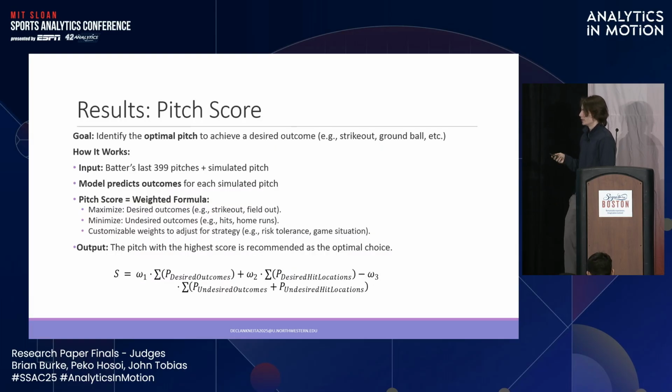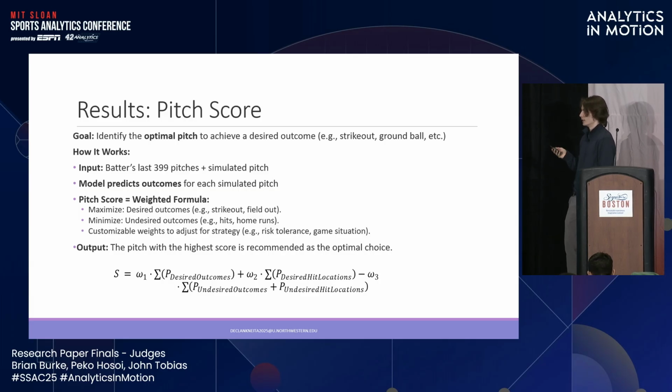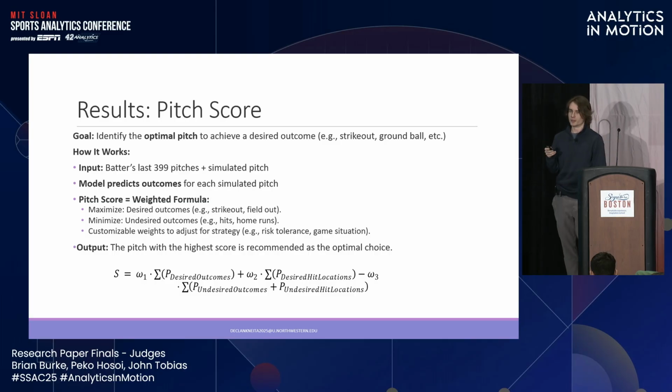Now I just want to quickly introduce how I imagine this sort of model might be used in practice. Remember, the initial goal was to try and, for a given situation, come up with a set of pitch recommendations. We're going to do this by taking the current batter's previous 399 pitches, and then simulating a bunch of the possible pitches that could be thrown in this scenario with the current pitcher. All we're going to do is take those 399 pitches, add on one of the pitches we're simulating, and run that through the model.